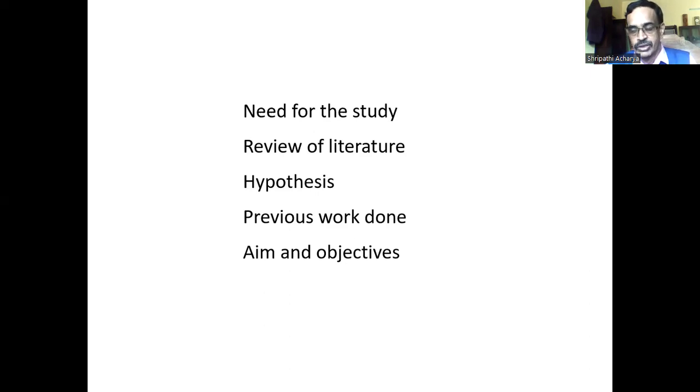Next, aim and objective. What is the aim of your study? There are a primary objective and a secondary objective. For example, if the title is the study of the effectiveness of Poshkaradi Kashaya in Samakashwasa, that is chronic bronchitis, the primary objective will be the study of Samakashwasa, and the secondary objective is to evaluate the effectiveness of Poshkaradi Kashaya in Samakashwasa patients.